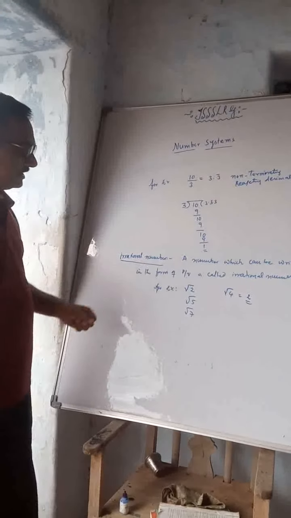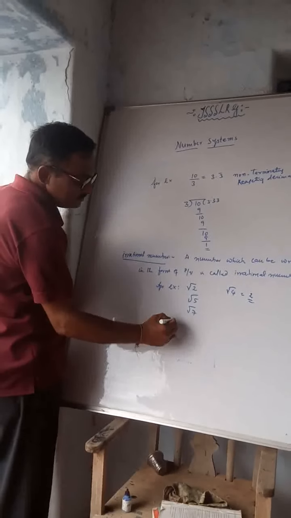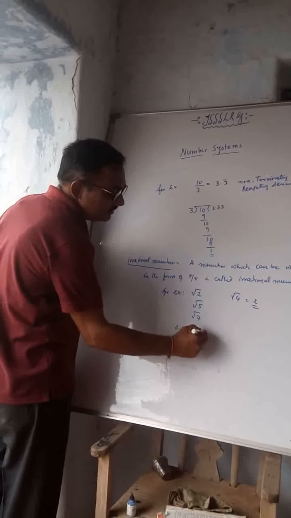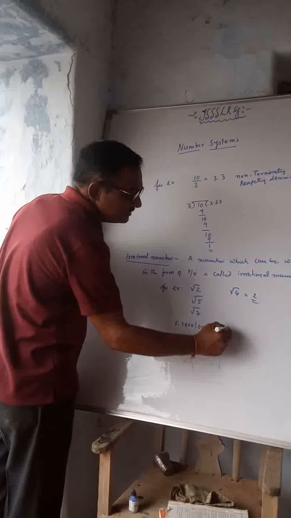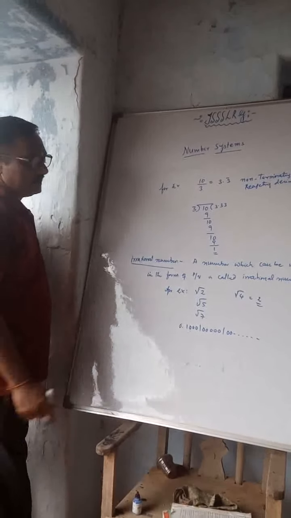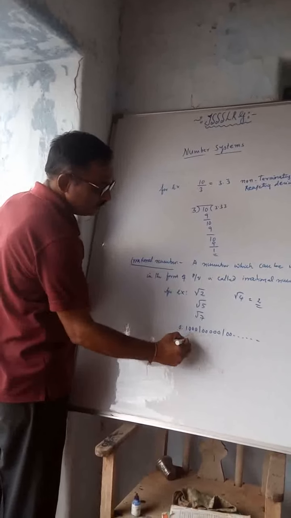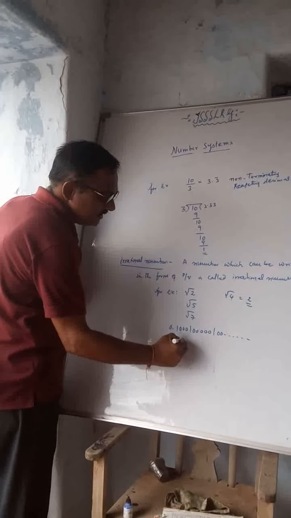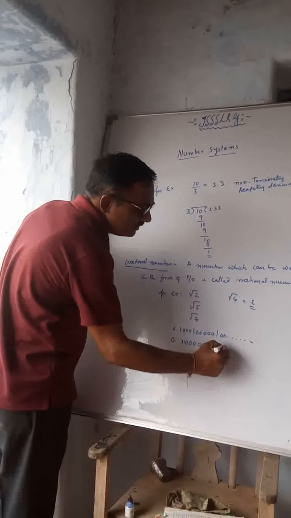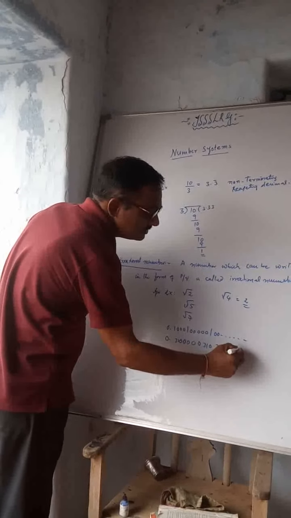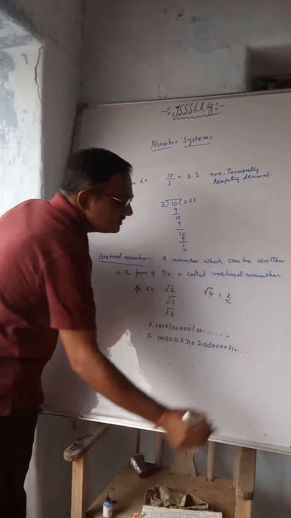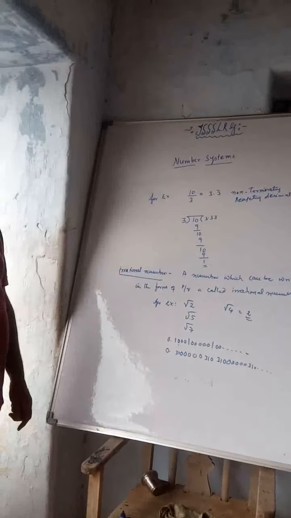The other numbers you may take, 0.1, 0, 0, 0, 1, 0, 0, 0, 0, 0, 1, 0, 0 and so on. This is one type of irrational number. Another one is 0.31, 0, 0, 0, 0, 3, 1, 0, 3, 1, 0, 0, 0, 0, 0, again 3, 1, 0. It is also an irrational number.